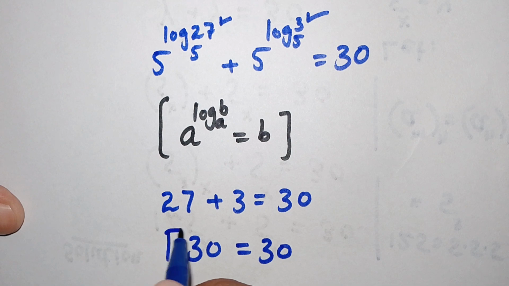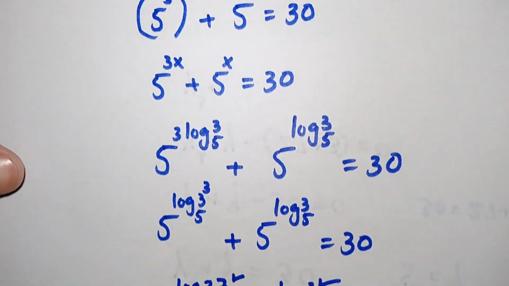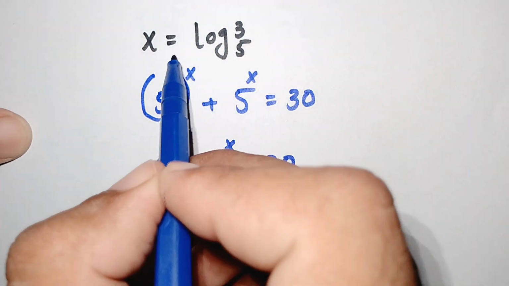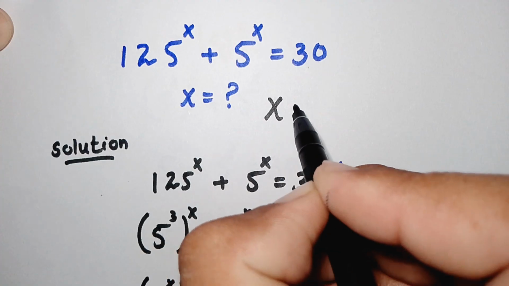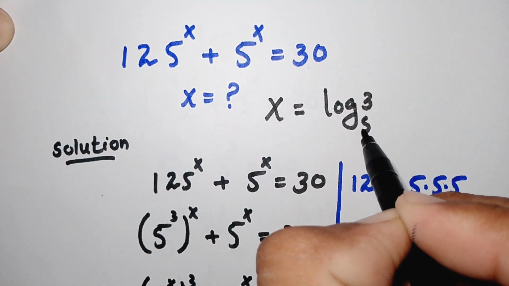So this shows that the left hand side and the right hand side are equal. So our answer, the value of x, which is x is equal to log of 3 with base 5, is the correct value for this interesting question. So here the answer of this interesting question is x is equal to log of 3 with base 5.